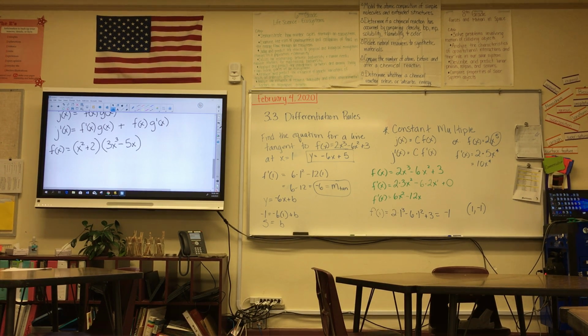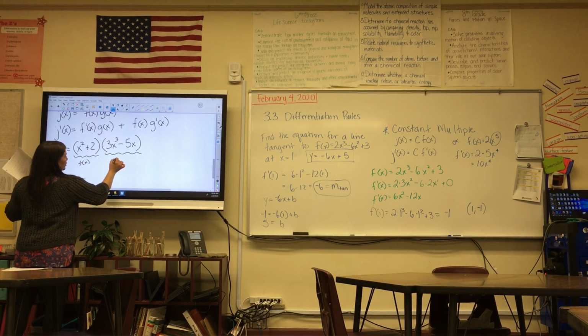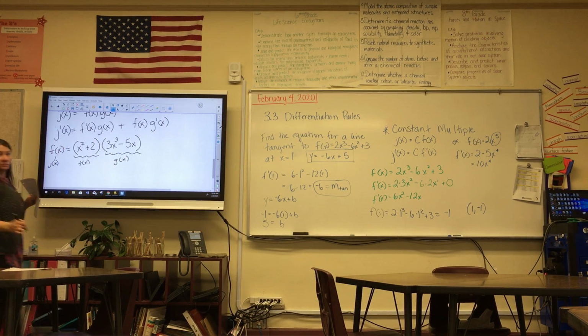So f of x, if you look at it, would be j of x in the example. Yeah, so this is j of x. This is f of x. This is g of x. If we're looking at our example.